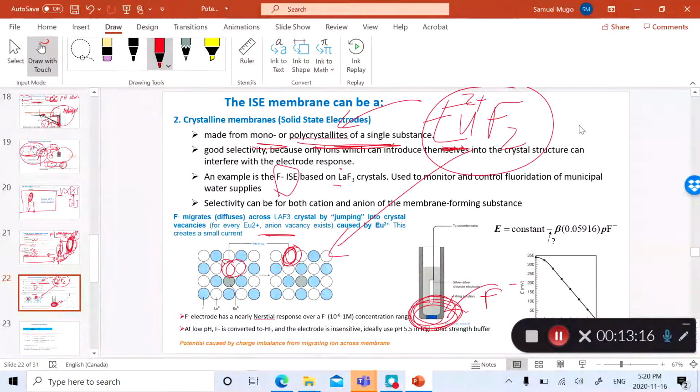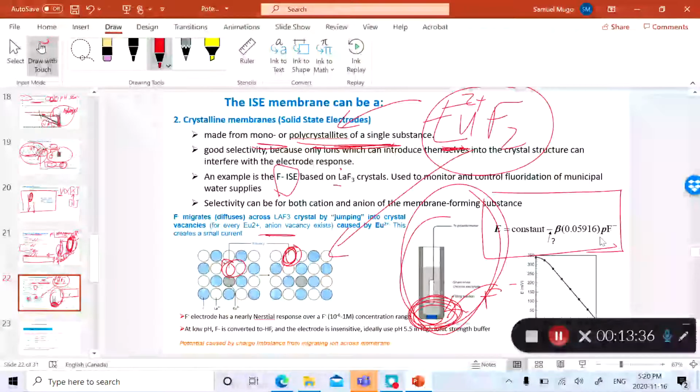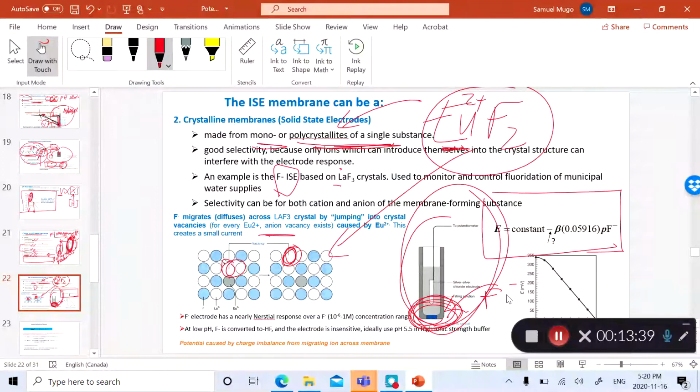You have the reference electrode, the silver chloride, and then this one is your indicator electrode, which is responsive to your fluoride. Again, as before, the Nernst equation is the basis for crystalline membrane ion selective electrodes as well. All right, so as you can see in this calibration here, the voltage that you get because of the capture of that fluoride inside those cavities is proportional to the concentration of the fluoride.